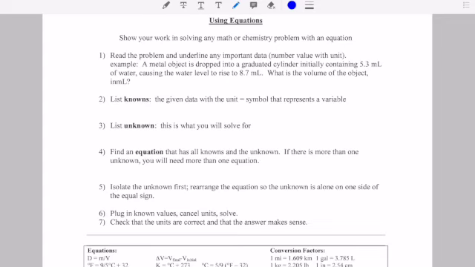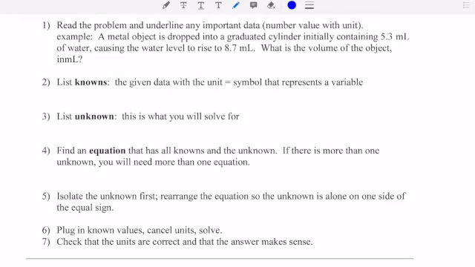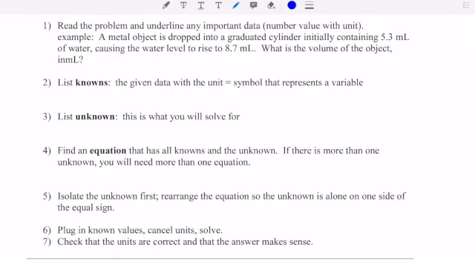So you have a problem that's a word problem like this. A metal object is dropped into a graduated cylinder, initially containing 5.3 milliliters of water. So anytime you have any number value, that's considered important data. That's a number value with the units. So this 5.3 and milliliter, that's important data, so I'm going to underline it.